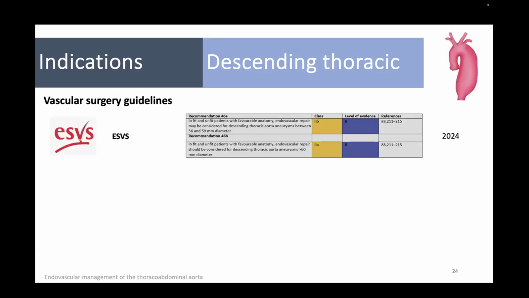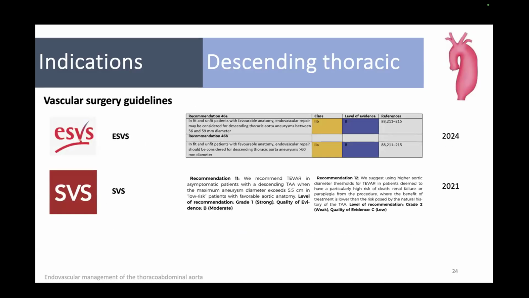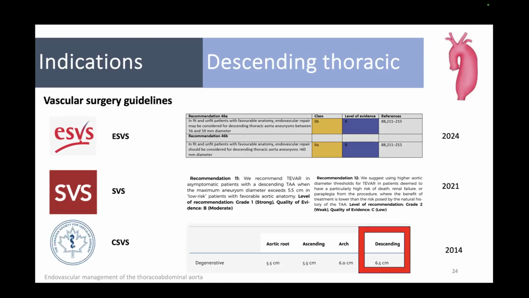It's pretty much the same thing that we say in vascular surgery. The ESVS and the SVS recommend considering treatment at 5.5, but only in favorable anatomy and patients that are low risk. When you're high risk or you have a non-favorable anatomy, then they say consider treating at higher levels, and the ESVS even says at 60 millimeters. And I think it's a good recommendation for most of the cases.